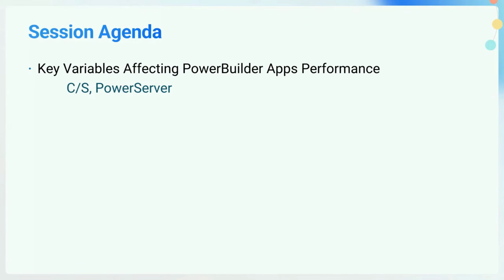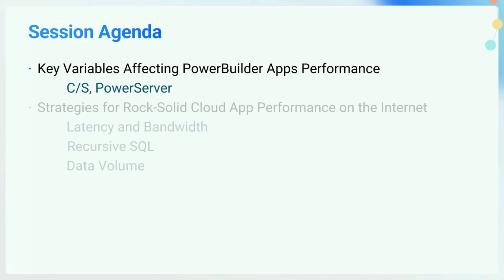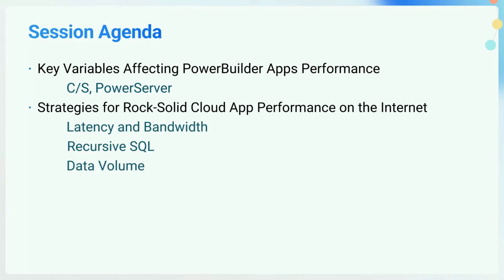Session agenda. We'll start by reviewing the key variables that affect the performance of PowerBuilder applications, both in client, server, and PowerServer environments. Next, we'll go over some strategies for achieving rock-solid cloud app performance on the internet. In this section, we'll focus on three important aspects: latency and bandwidth, recursive SQL, and data volume. And finally, we'll wrap up with some Q&A time so you can share your questions.